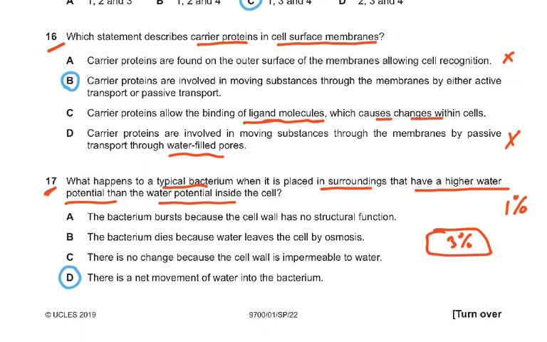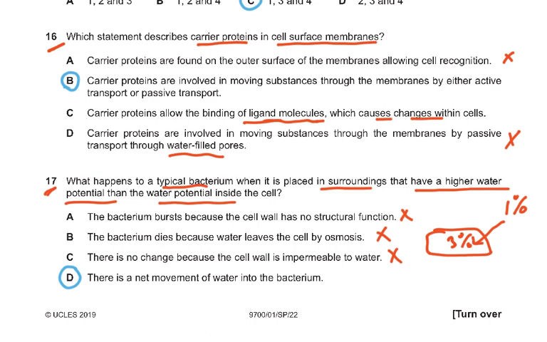So this was wrong when it said the bacterium bursts because the cell wall has no structural function. The bacterium dies because water leaves the cell. No, water is going to enter the cell. Water is not going to leave the cell. So this was total rubbish. There is no change because cell wall is impermeable to water. No, cell wall is fully permeable to water. So this was wrong.